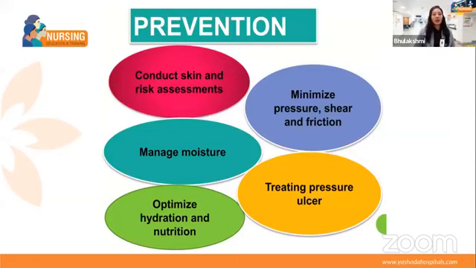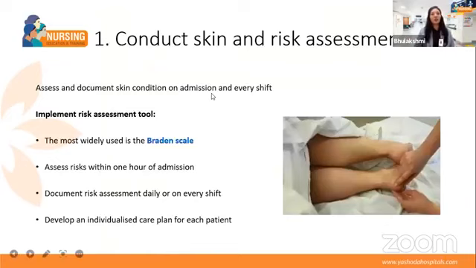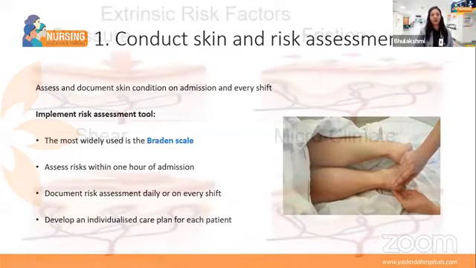Yes, as all of you have answered, it is the Braden scale which we use to check for pressure ulcers. We assess and document the skin condition on admission and on every shift, and the most widely used scale is the Braden scale. We assess risk within 1 hour of admission, go for the Braden scale assessment, reassess the risk on every shift, and develop an individualized care plan for every patient.